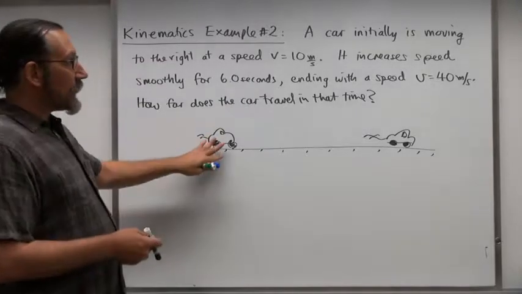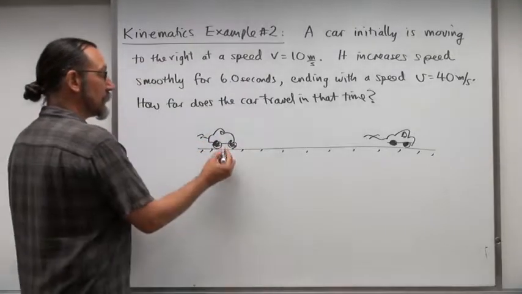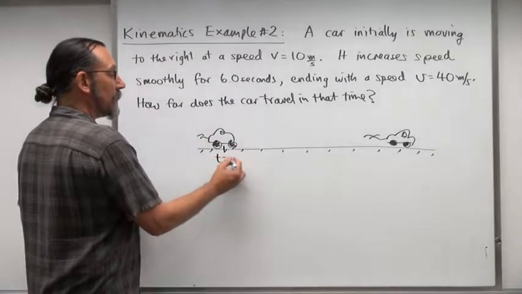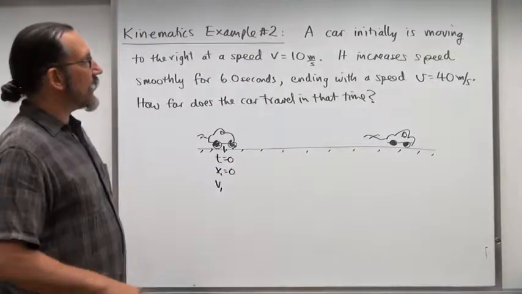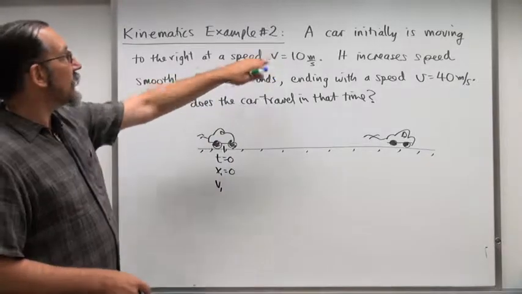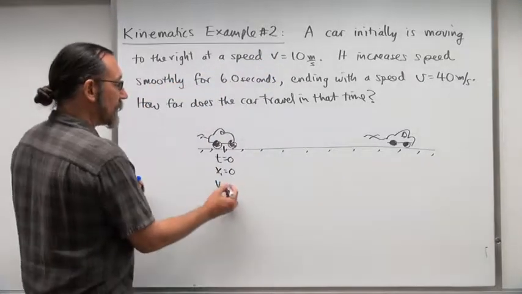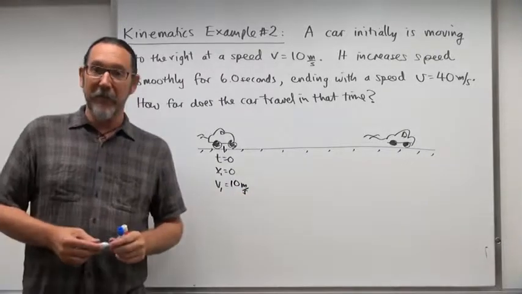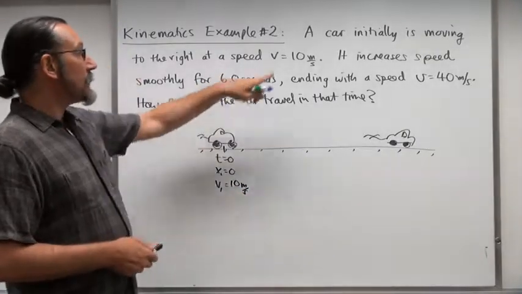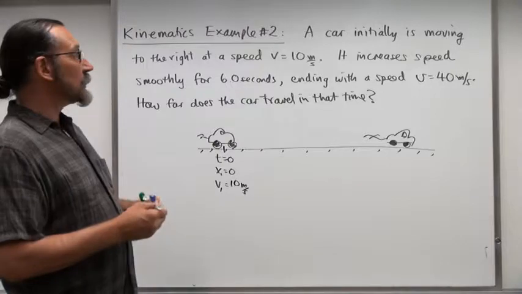It says, draw the car at the start. This is time t equals 0. It's starting at position 0. And what's its velocity at the start? Well, the car is initially moving at v equals 10. So that's the starting speed of the car. And then we say that it increases its speed smoothly for 6 seconds.